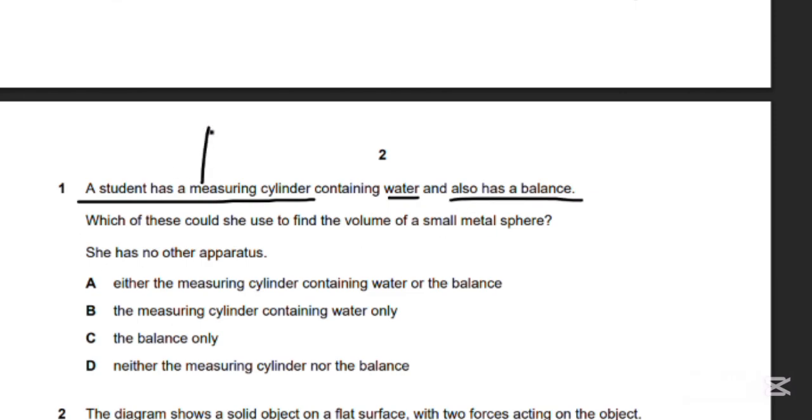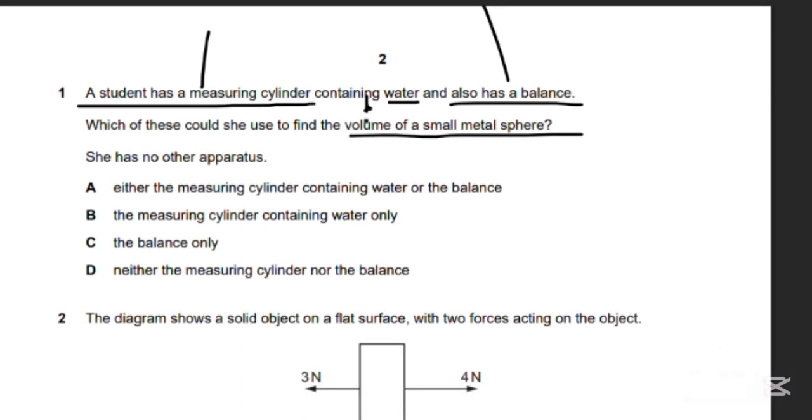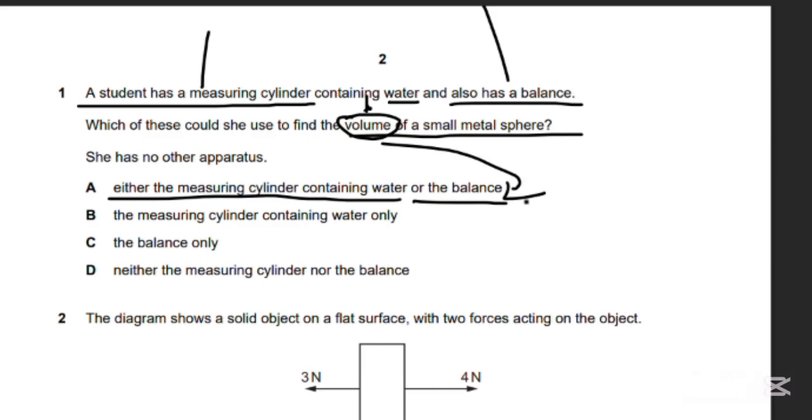Okay, so first question: a student has a measuring cylinder containing water and also has a balance. Which of these could she use to find the volume of a small metal sphere? She has no other apparatus, so which apparatus does she need? The first option is either the measuring cylinder containing water or the balance. This is wrong.